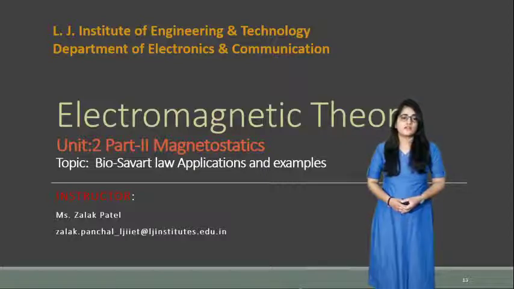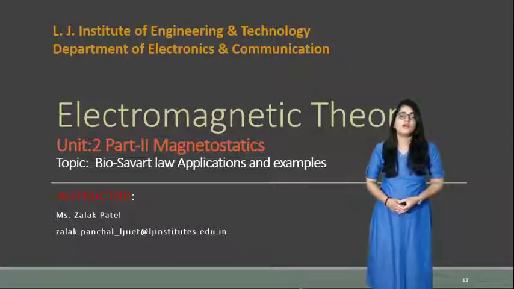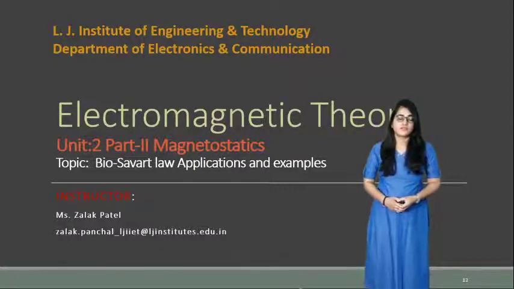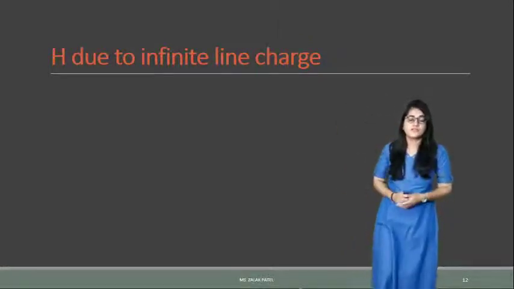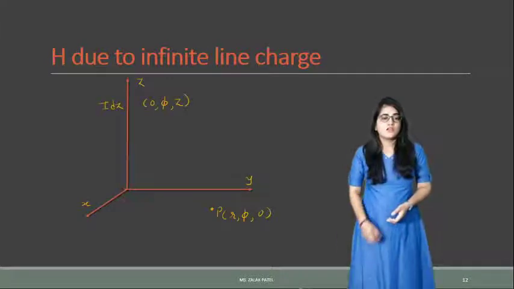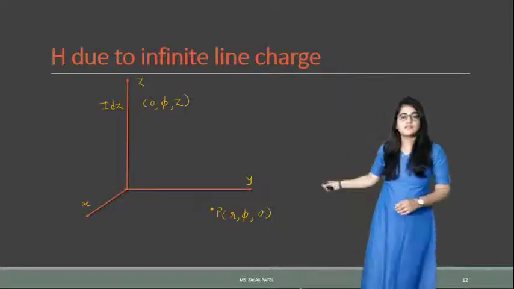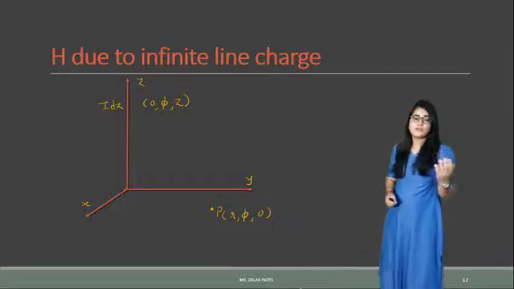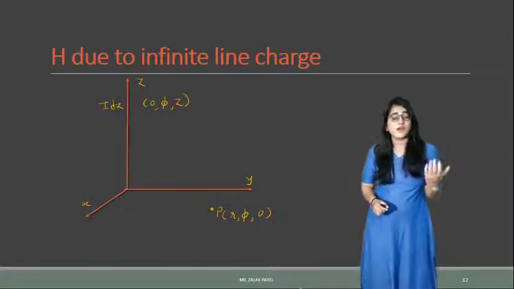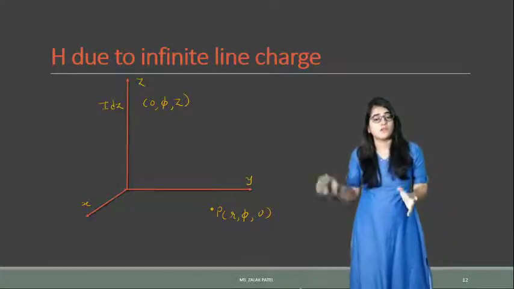Today we are going to discuss Unit 2 with the topic Biot-Savart law applications. First of all, let's talk about the magnetic field intensity due to an infinite line charge. For that, the distribution is like this. Here again we take the reference axes x, y, z, and with respect to the reference axes we have to find out the magnetic field intensity at one particular point.